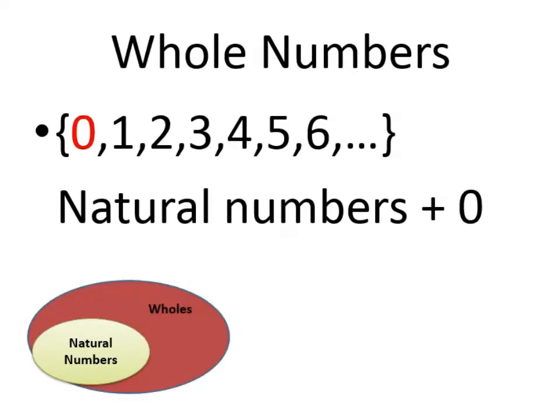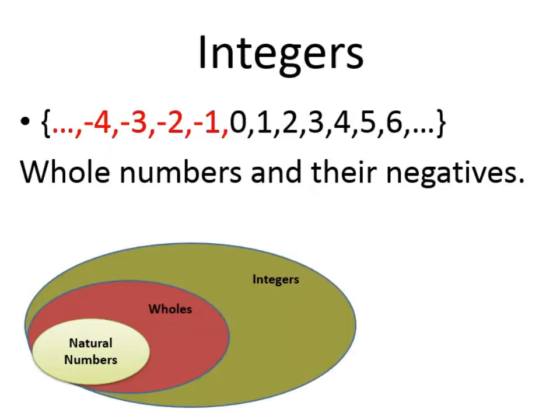The second group is whole numbers, which include all natural numbers plus zero. The third group is called integers, and integers include all natural numbers, the zero, and their negatives.